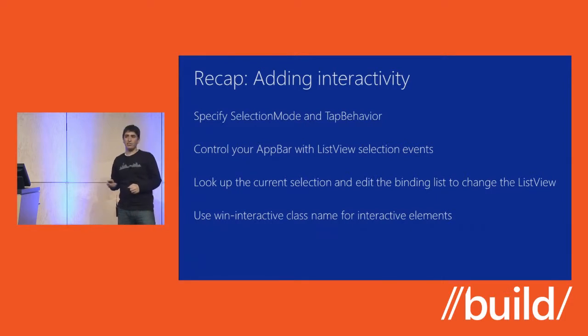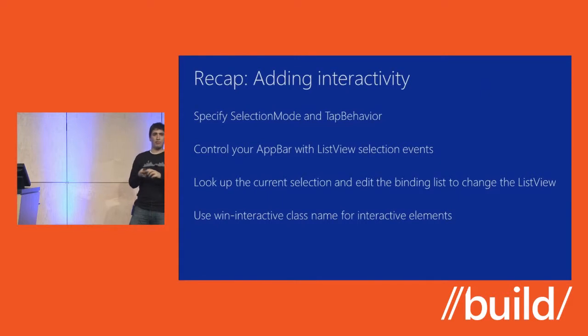And then you're going to want to use the WinInteractive class on your items so that you can have interactive elements inside of your list view items. And then I also want to tell you that the flip view control inside the WinJS library uses the same item data source. It uses the same item template. And it also uses the same WinInteractive class name. So if you're putting interactive elements inside your flip view, use the same technique.